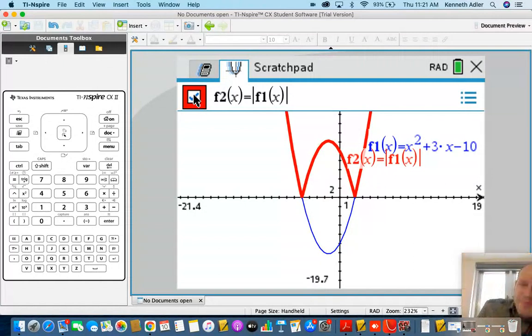What we saw is that the negative part got reflected over the x-axis. Any questions? Any questions?